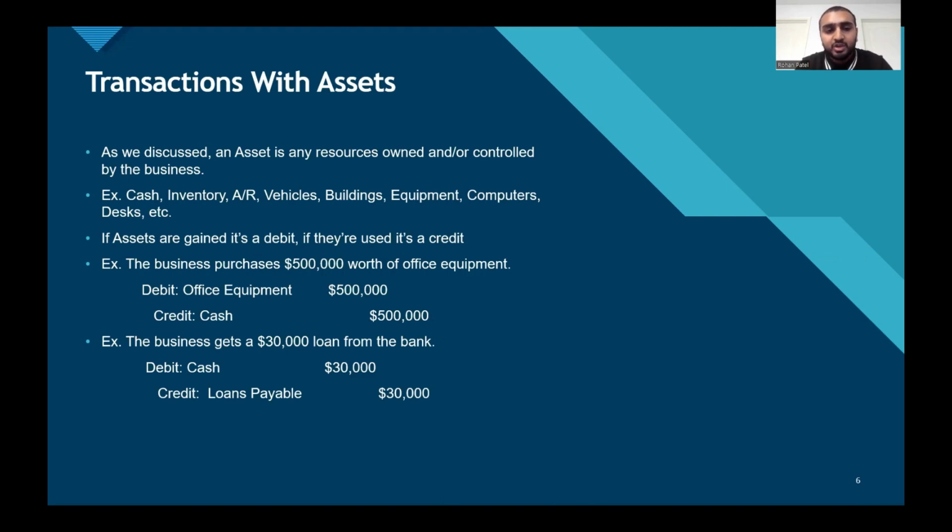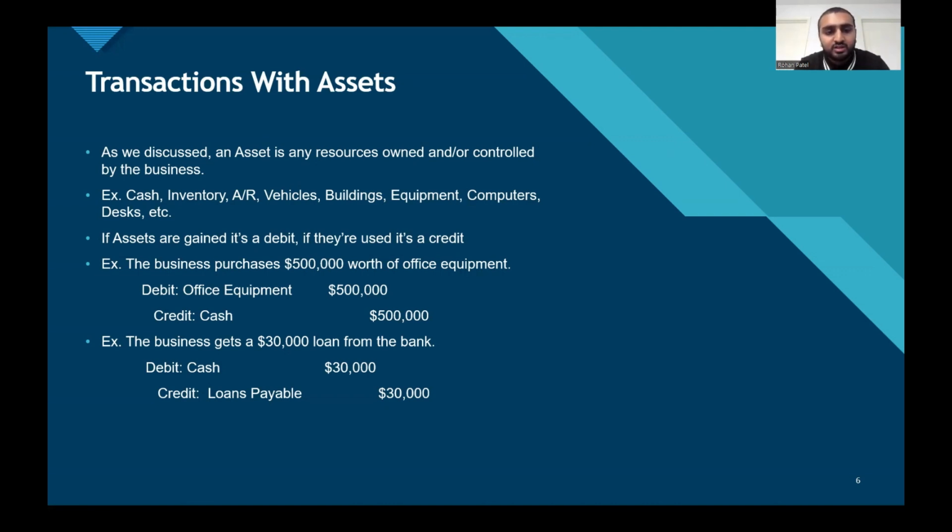Next example. The business gets a $30,000 loan from the bank. So we are debiting cash here for $30,000. And this is happening because the bank is giving us a loan, right? In the form of $30,000 cash. So we have $30,000 cash coming into our business, and it's gained, right? Assets over here are being gained in the form of cash. It's a loan, but it's still assets nonetheless that are being gained by the business. So we are debiting cash here for $30,000. Cash is an assets account. To increase an assets account, since it's being gained, we debit it.